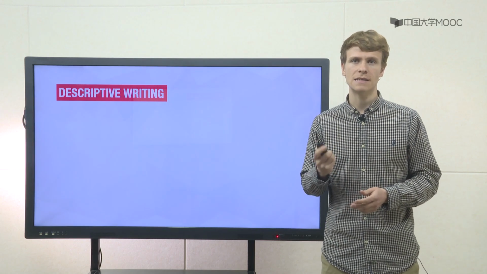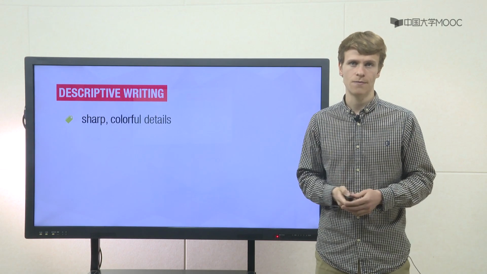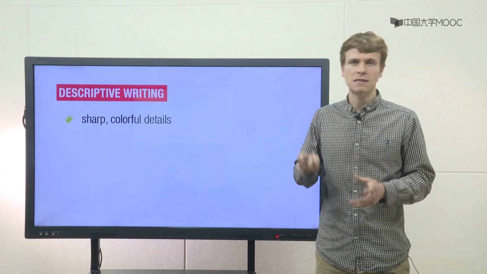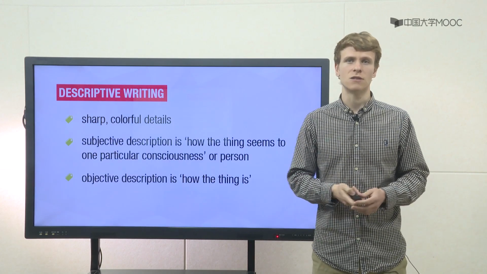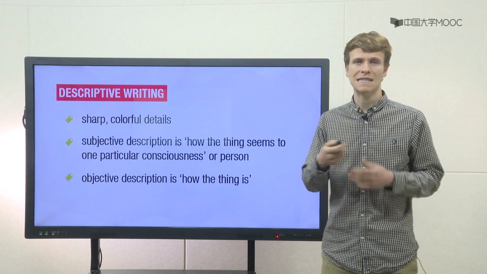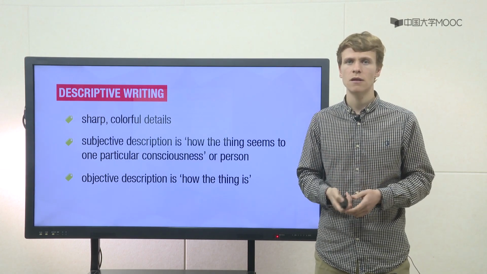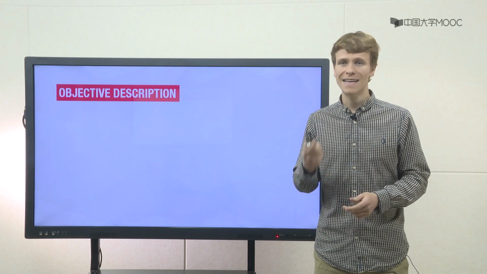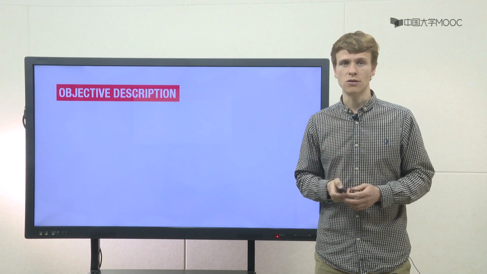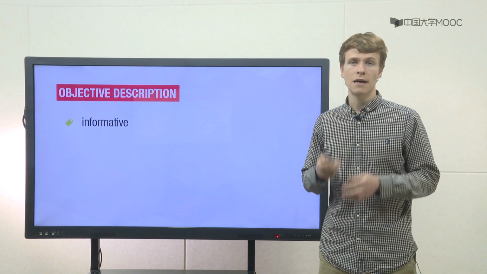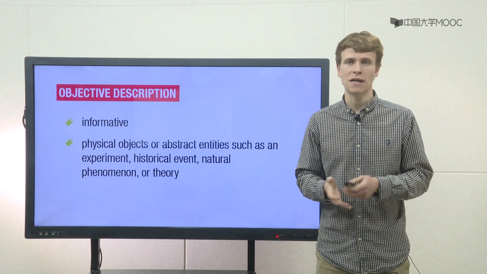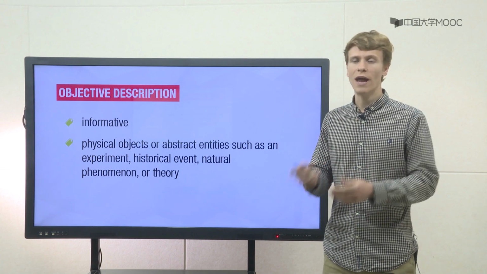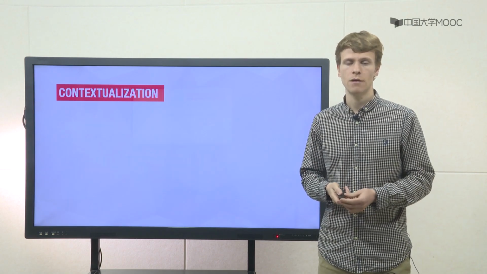Descriptive writing needs to be sharp and colourful, more so than any other type of writing. Descriptive writing tends to differ between subjective and objective description. The first is how the thing seems to one particular person, whereas the latter is how it actually is. In academic writing, objective description, which is more informative, is more commonly used to describe physical objects or abstract entities such as an experiment, historical event, or natural phenomenon or theory.